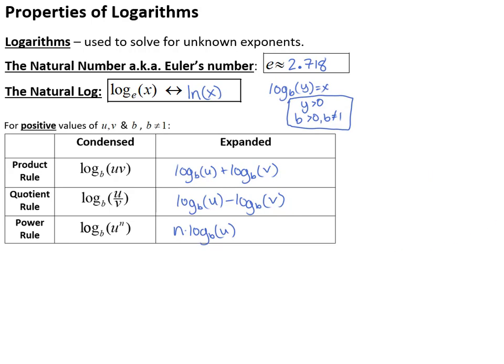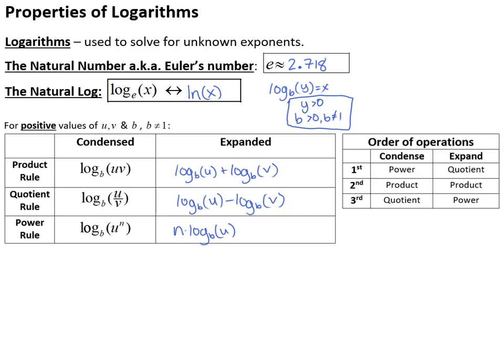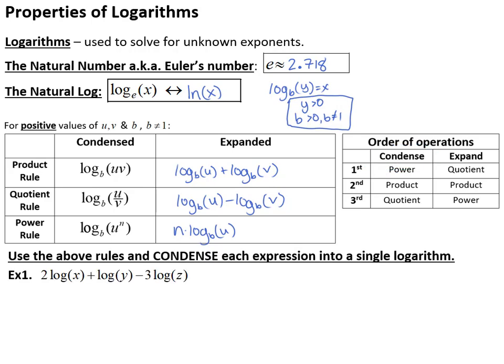Okay, we're going to do some expanding and condensing here. And as kind of a rule we want to follow, when you're condensing, we are simplifying. Okay, to give you an idea what I'm talking about, I'll go ahead and load up the first question, which is to use our above rules and condense this expression into a single logarithm. Okay, when we're condensing, we're really simplifying, right? We're taking things like this and making them into one single logarithm.